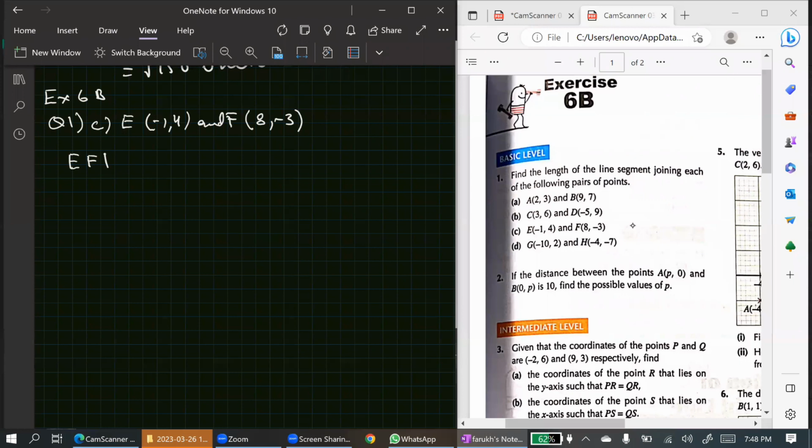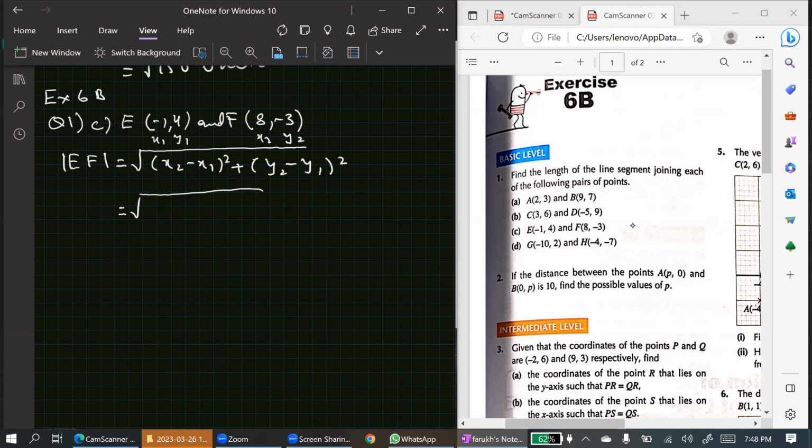EF, the formula is square root of x2 minus x1 whole square plus y2 minus y1 whole square. We will name the points as x1, y1 and x2, y2 and put the values of x1, y1, x2, y2 into the equation. X2 minus x1, 8 minus -1 square plus y2, -3, minus y1, -4 square.